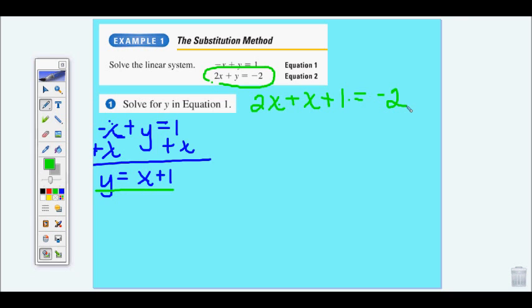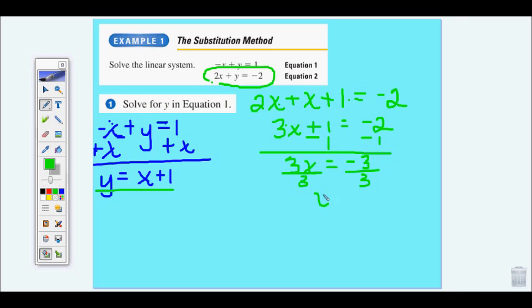I'm going to combine my terms. I have 3x plus 1 equals negative 2. This is all simple algebra you've done before. Subtract my 1, I get 3x equals negative 3. Divide by 3, I get that my x value is going to be negative 1.